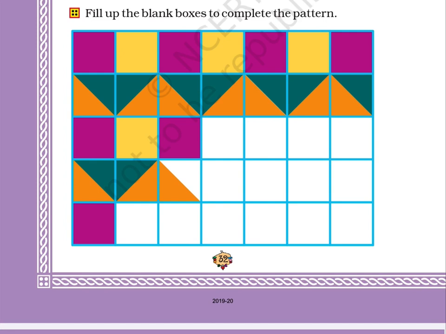Row 3. Row 3 pattern is same as row 1 and reads as box 1, purple color, box 2, yellow color, box 3, purple color. After box 3, there are 4 blank boxes.